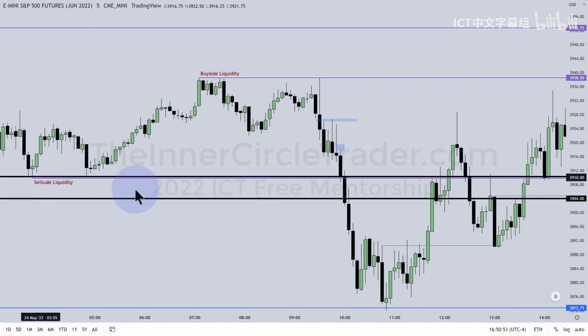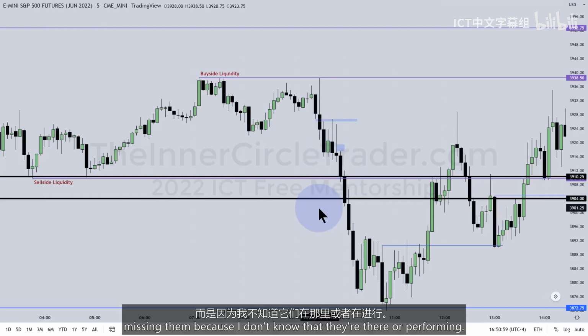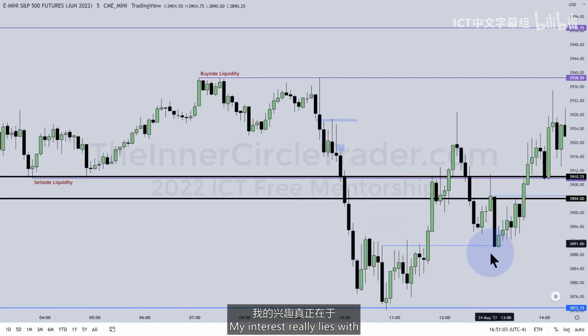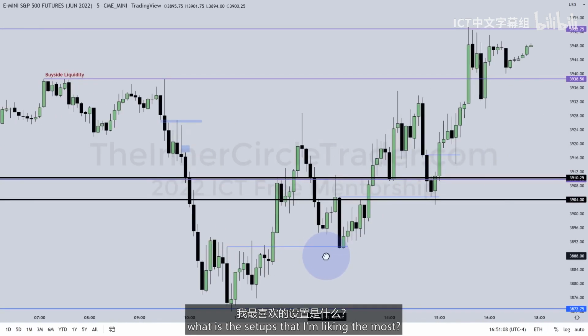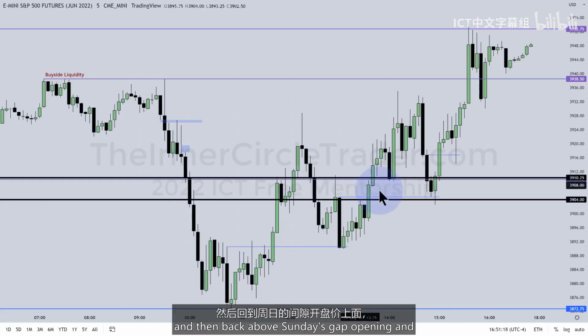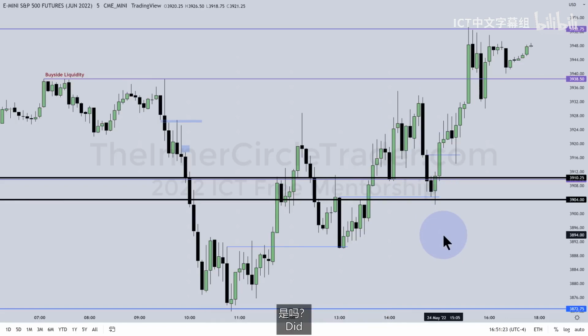London open lows. There are trades there, obviously, and I can see them coming. It's not a matter of missing them because I don't know that they're there or forming. My interest really lies with what are the setups that I'm liking the most. Like, what is it I'm looking for specifically? And the level I gave you, that 39.53 level, I want to see a run up into that. So we had to come down below and then back above Sunday's gap opening. And then it treats it as a dynamic support resistance level.